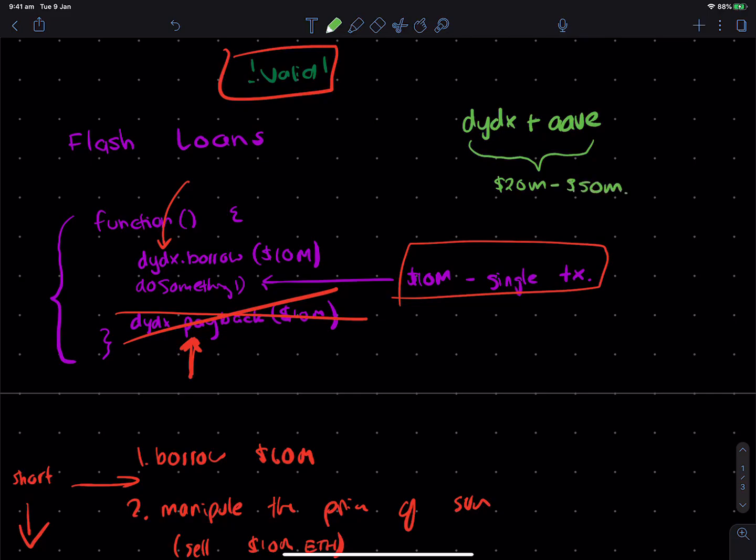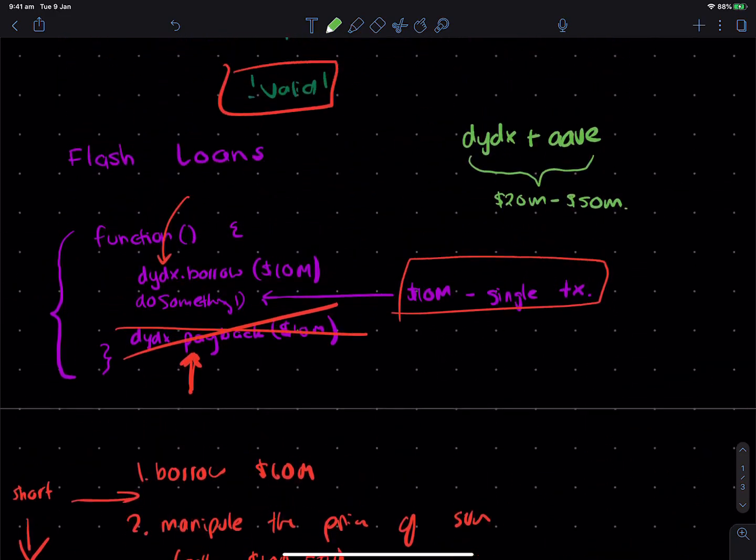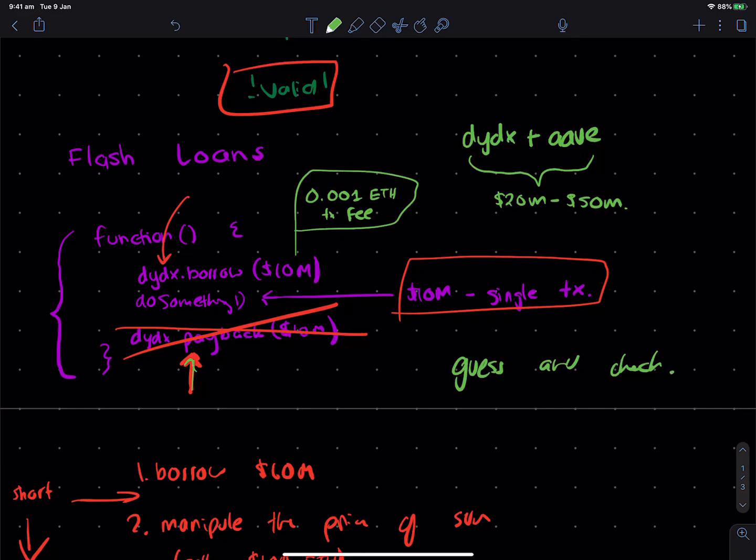And the best part is that for people who want to find these exploits, if you only put in, say, 0.001 ETH, so just enough for the transaction fee, and then you do something which doesn't make you a profit, and then you try and pay it back, because you haven't made a profit, you won't be able to pay this back, and the transaction will fail, or it won't even let you submit it to the network. So you can essentially guess and check if the exploit that you're trying to execute is profitable. And if it's not profitable, it won't cost you a single dollar.